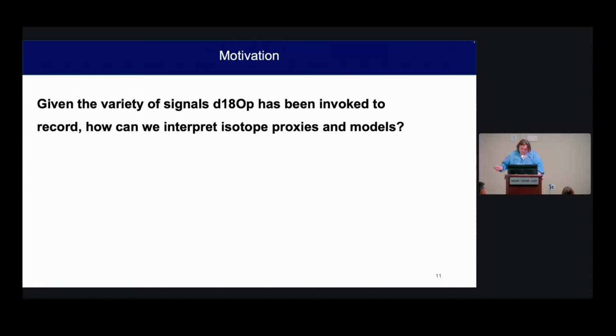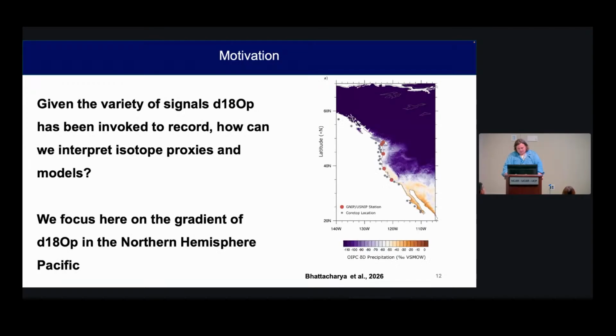So, given that our isotope records and even the isotope signals we see in models could record a lot of different signals over large scales, it's useful to stop and consider if we can use models to answer the question of which of these signals are most imprinting on isotope records.